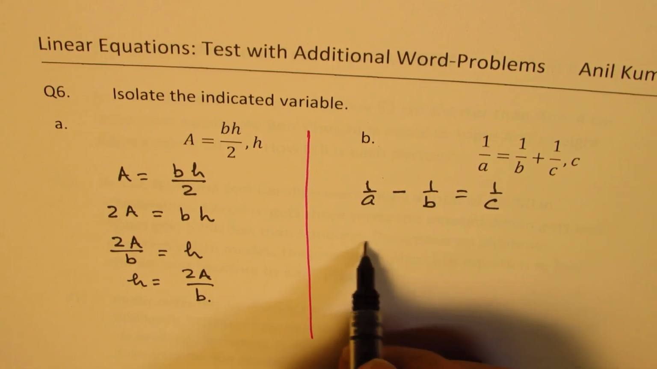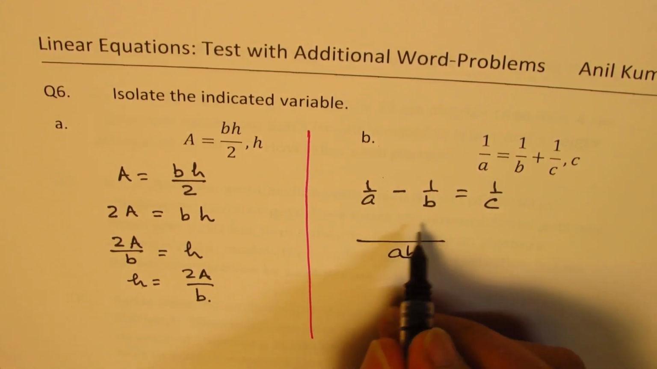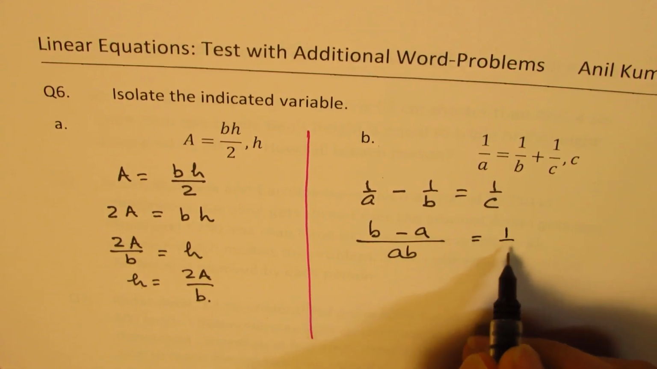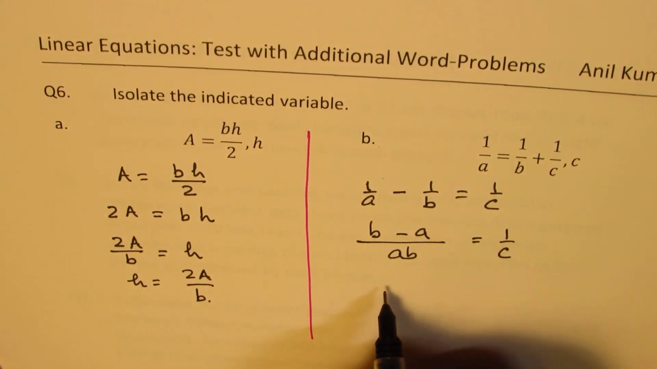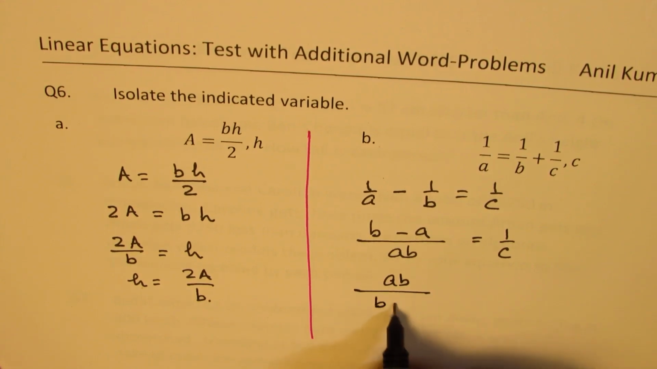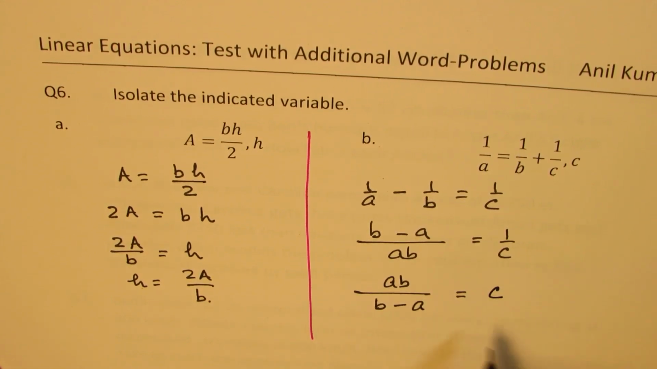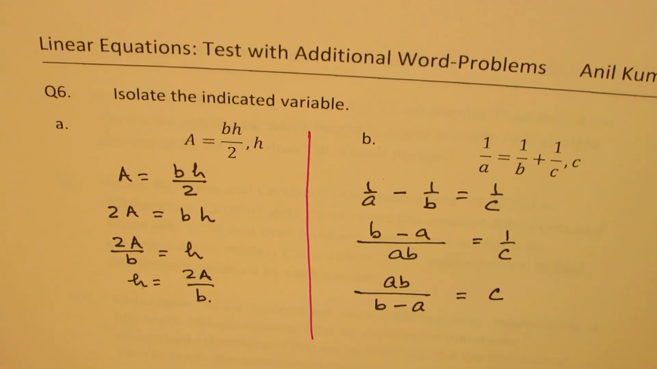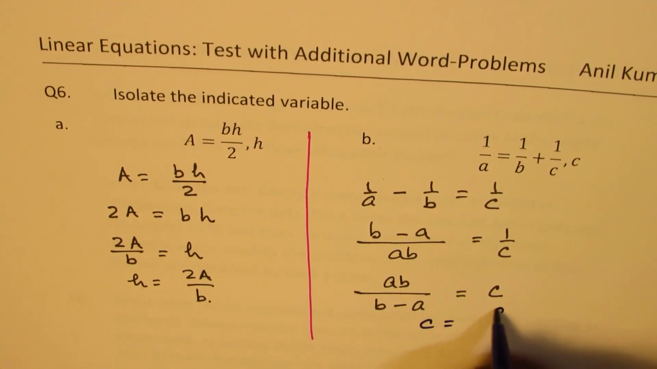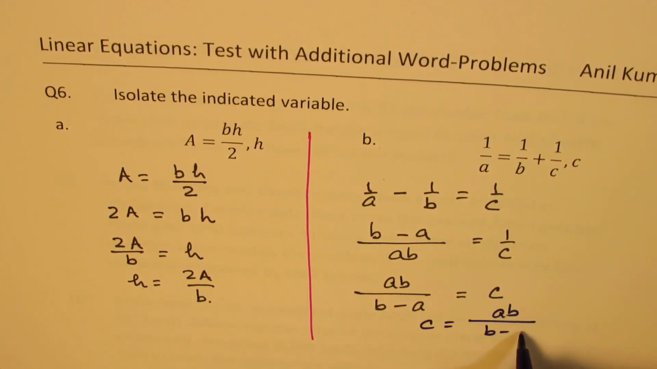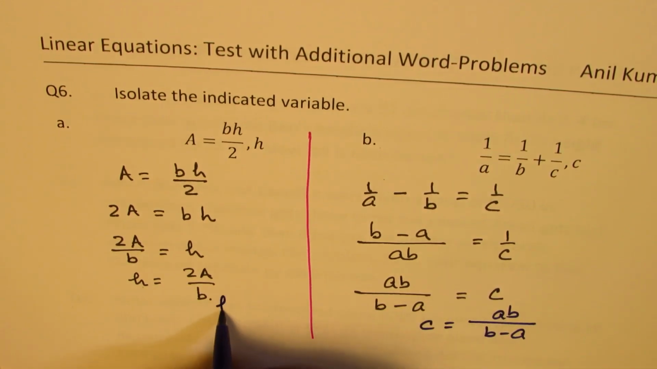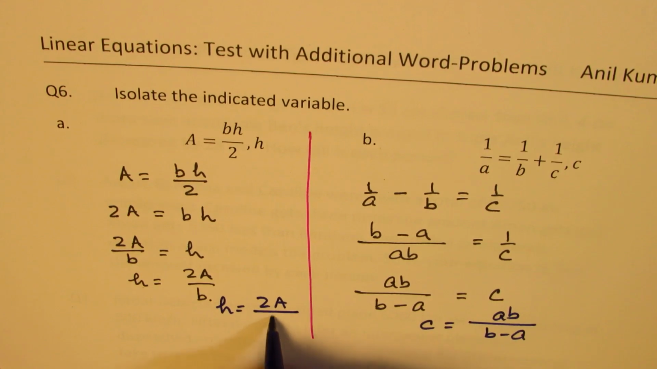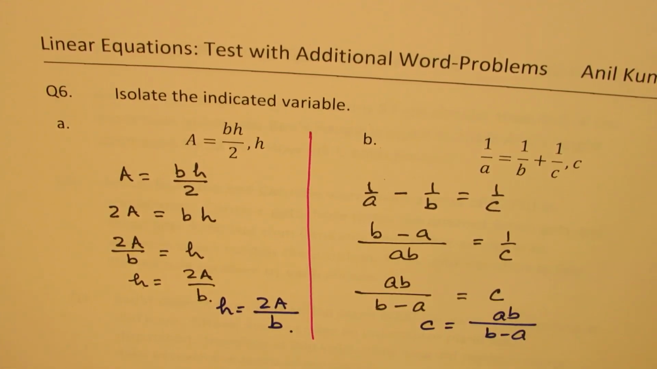Now here, let's take a common denominator, which will be A times B, and then we get B minus A over AB equals 1 over C. Now we can do the reciprocal, and so we get AB over B minus A equals C. So that is a way to isolate, correct? So what we get basically here is that C is equal to the product of A and B divided by their difference, right? In this case, we got height equals twice area divided by base, okay? Till now, we just did a few simple equations and this time isolating variables.